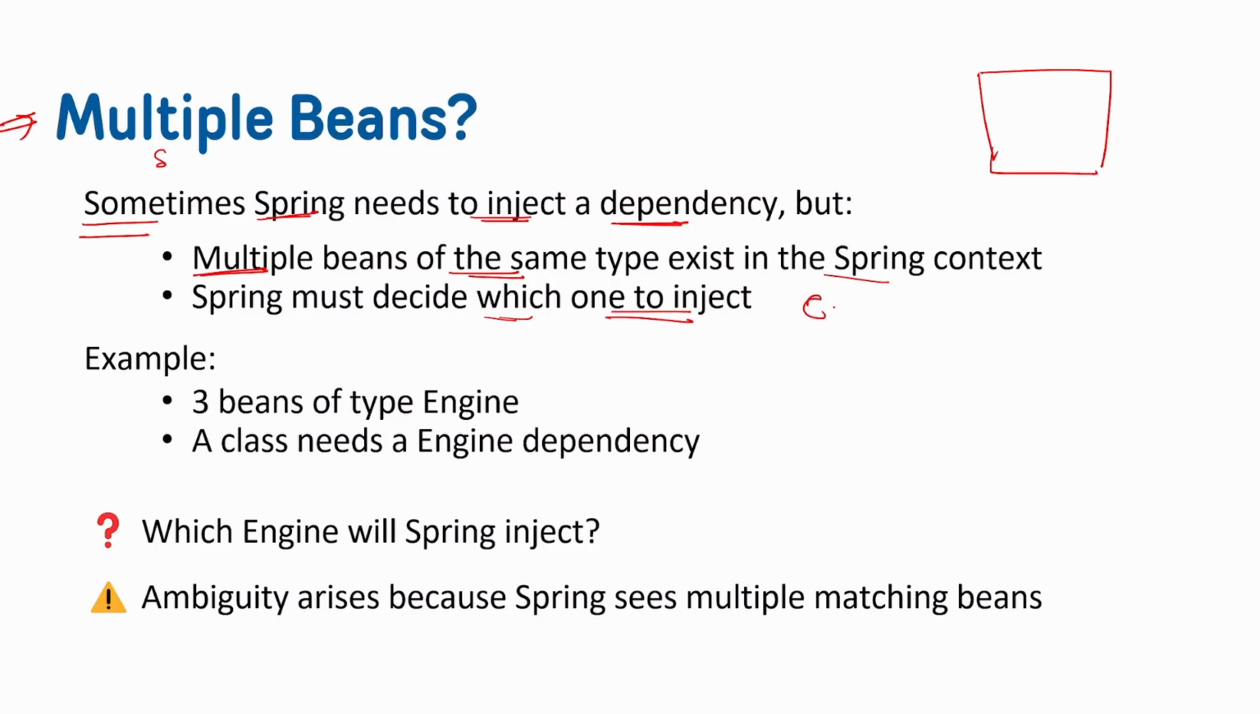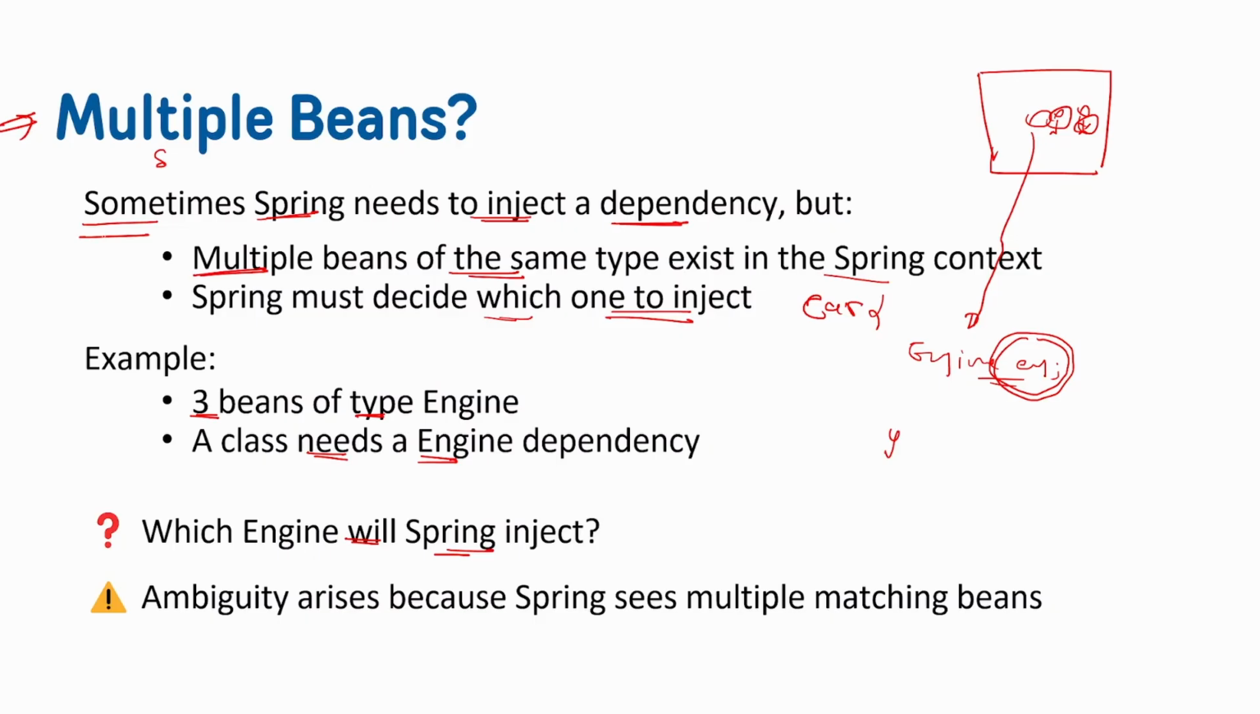For example, we have in the car class one dependency, engine, and in the context there are three engines available already. Spring needs to inject one, so how will Spring resolve which engine to inject? For example, consider we have three beans of the type engine, and a class needs an engine dependency. So which engine will Spring inject? Now let's see it with the help of an example.